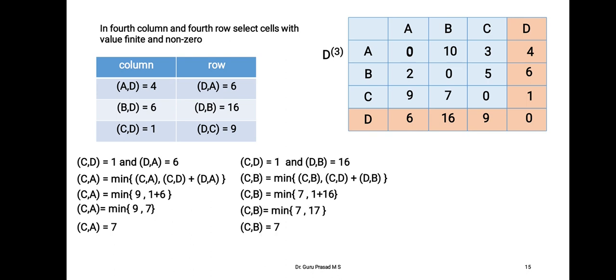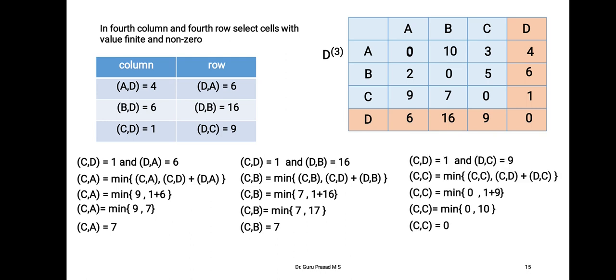Next, you have to select the column last value and the row second value. C comma D equal to 1 and D comma B equal to 16. The shortest distance between C to B is 7. Last, C comma D equal to 1 and D comma C equal to 9. You have to find out the shortest distance between C to C. After substituting the values in the equation, the C to C value is 0.